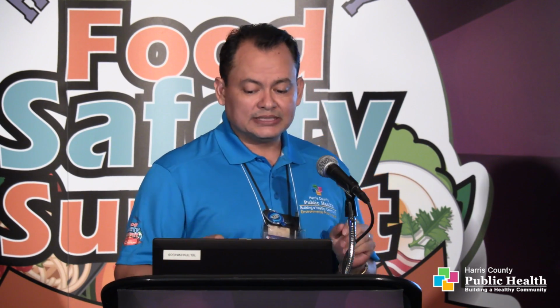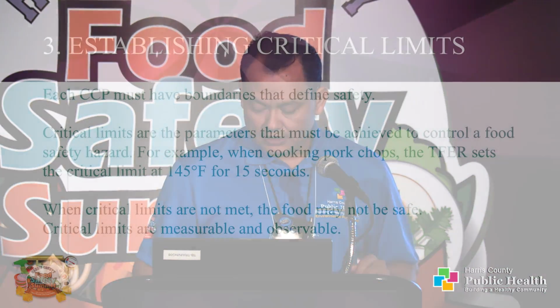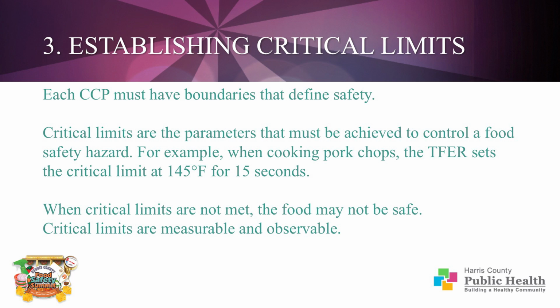So when a critical limit is not met, food may not be safe. Now, critical limits are always measurable and observable. So if you cannot either measure it or observe it, then it's not going to be a critical limit.